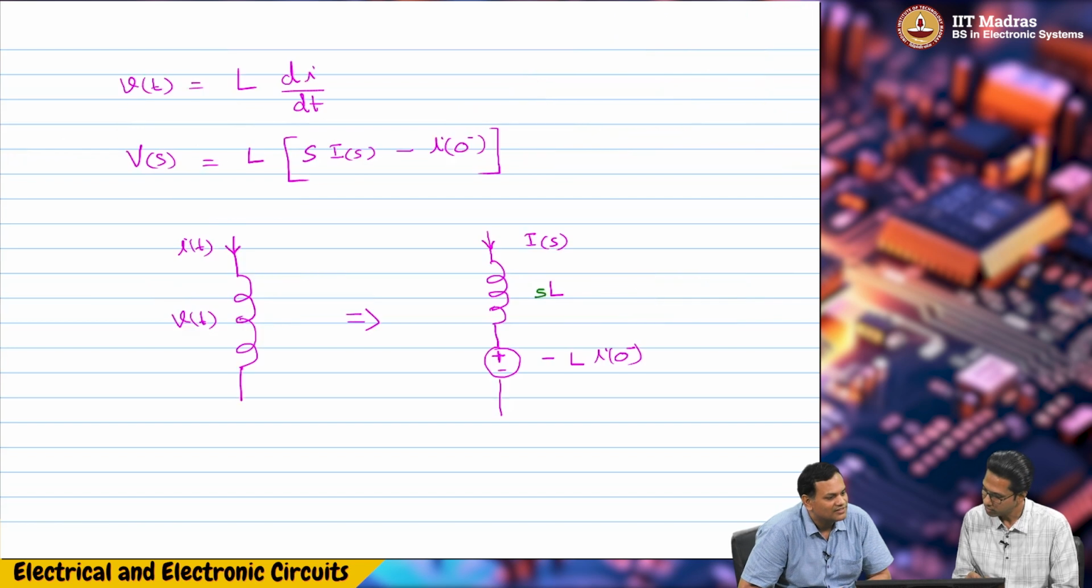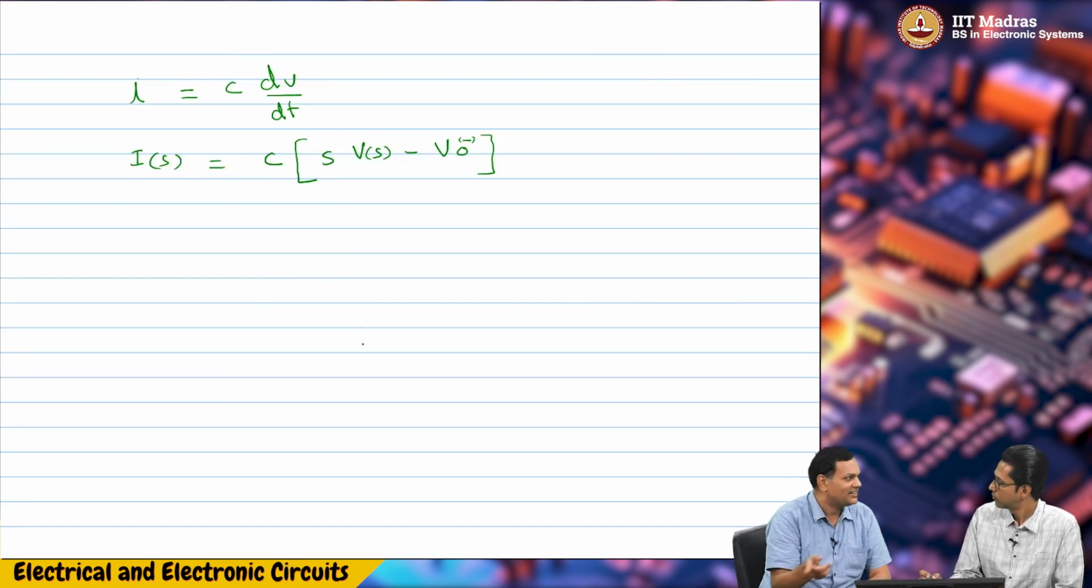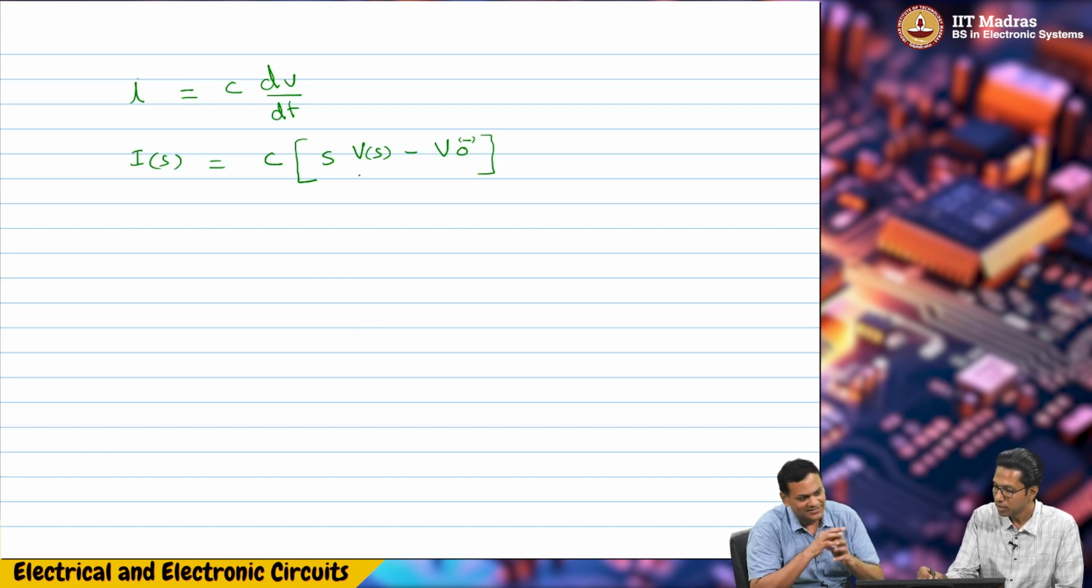For the inductor, we had something like this, so we should get something like this. But here it is current, and current is related to the voltage. So you'll get a current source, because there are two currents. You're subtracting the currents, or adding them as the case may be. So you'll get a current source in parallel with the capacitance in the Laplace domain.